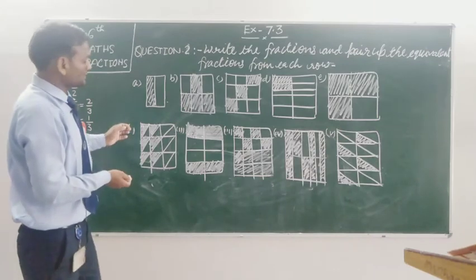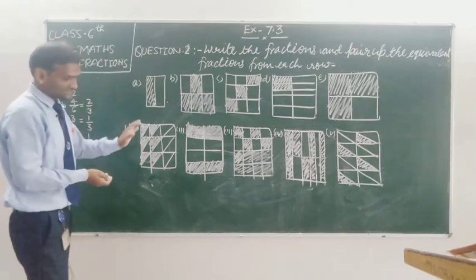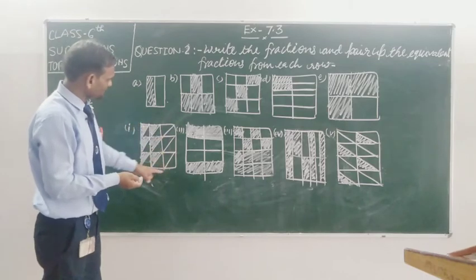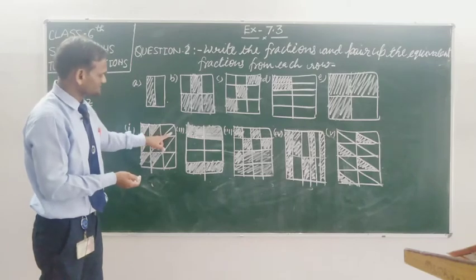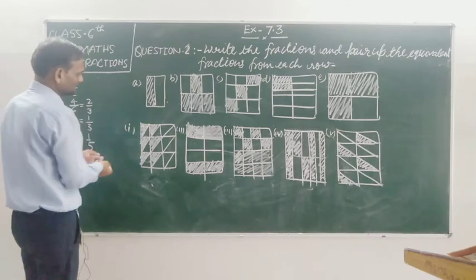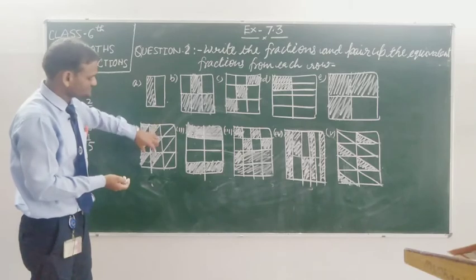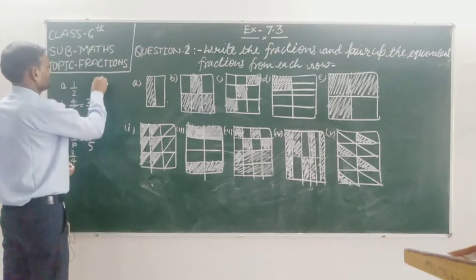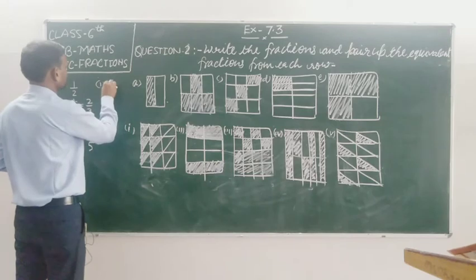Now, come to the second row. For the first figure, firstly we count the total number of small triangles making this rectangle: 1, 2, 3, 4, 5, 6. 6 threes are 18. Total number of triangles is 18, and out of 18, 6 triangles are shaded. So for the first figure, we can write the fraction 6 upon 18.